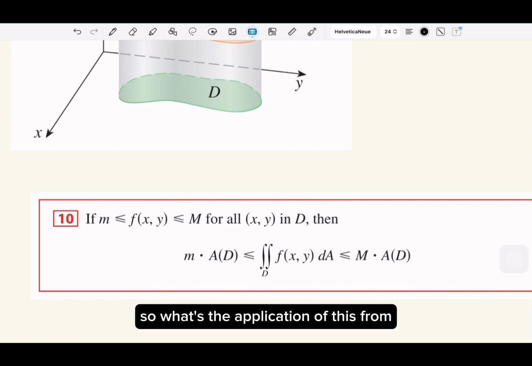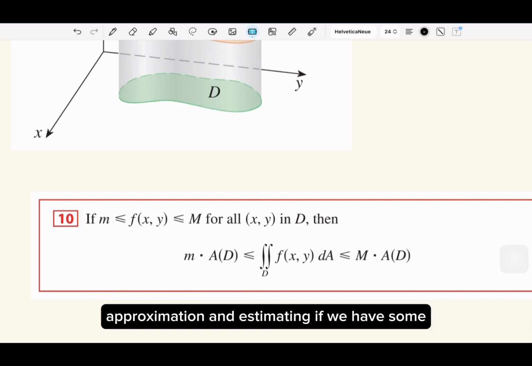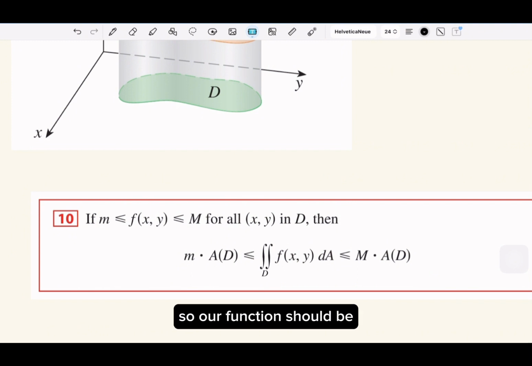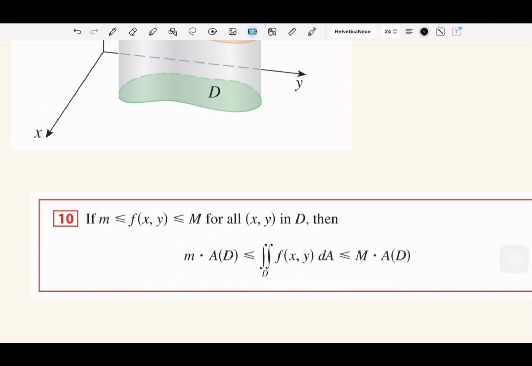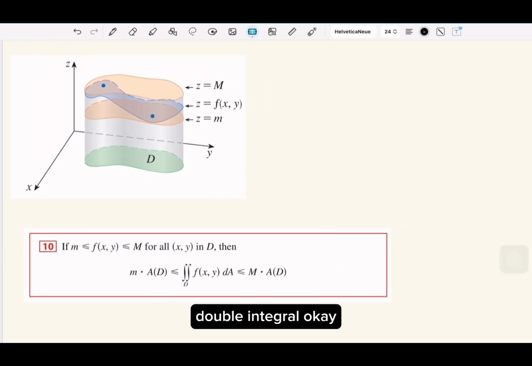So what's the application of this property? This can be used for approximation and estimating. If we have some value that has to be at most this number and at least this number, then our function should be in between those two estimated values. So we can estimate that it should be in between. That's I think the last note for the double integral.